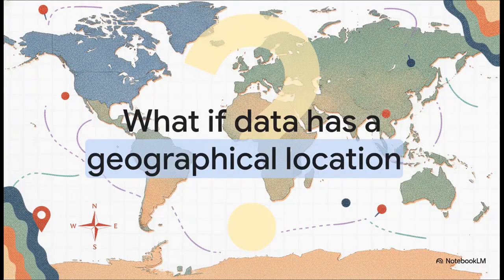Okay, so that covers our standard graphs. But I want to pose a vital question to you. What if your data has a geographical location tied to it? How do we visualize where things are happening in the real world rather than just what or when?